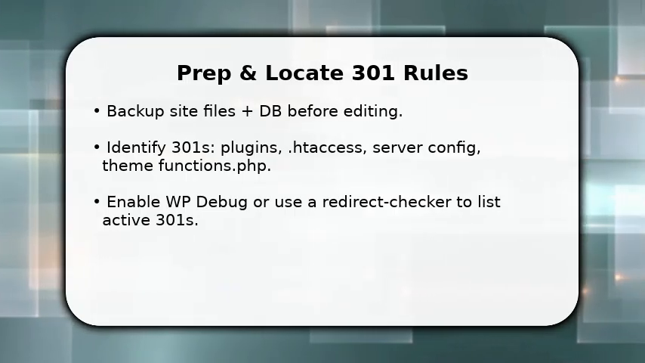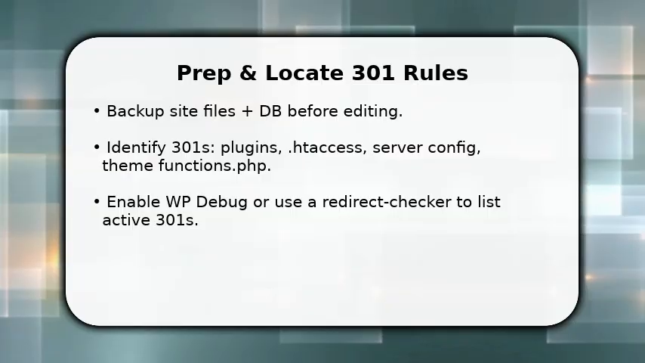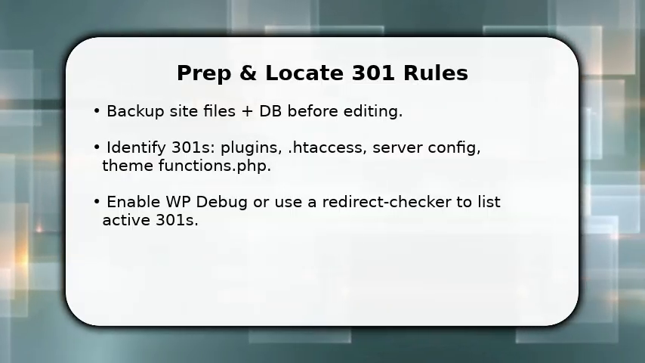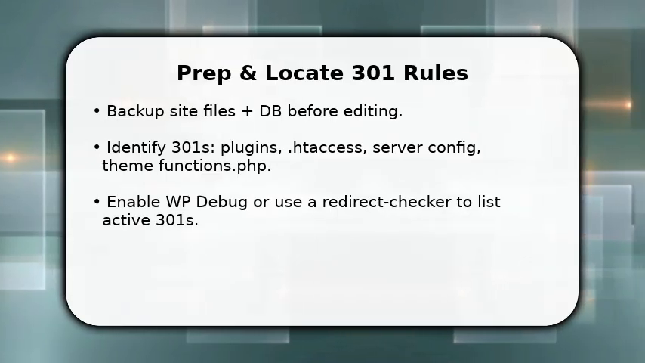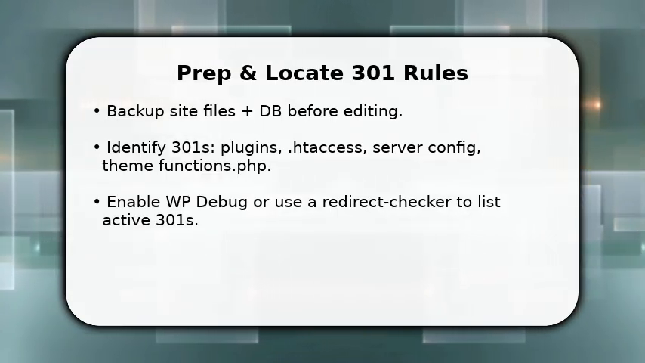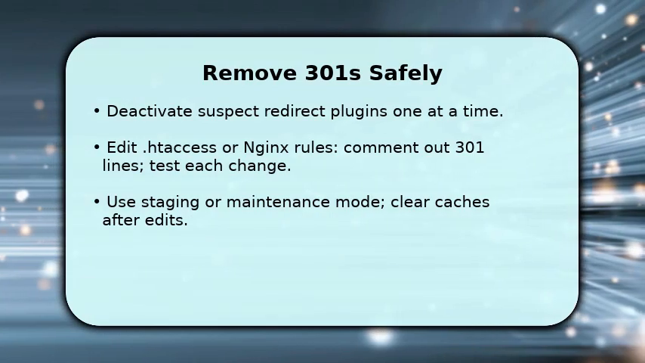Once done, enable WP debug or run a redirect checker to generate a list of active 301 redirects so you know exactly what to remove. Make sure to note original targets and sources. You'll need that information for when you now remove the redirect where it lives.